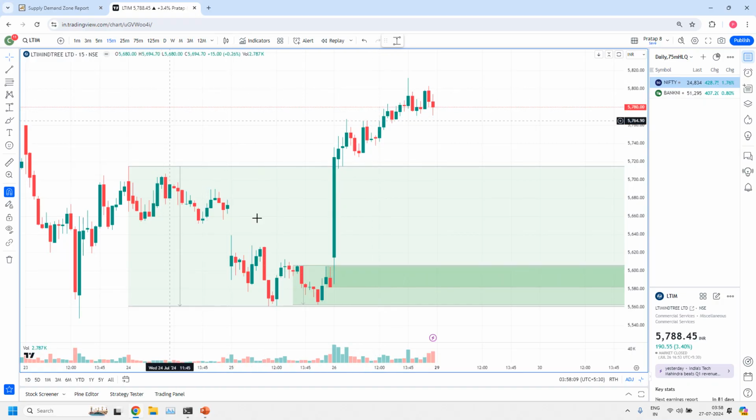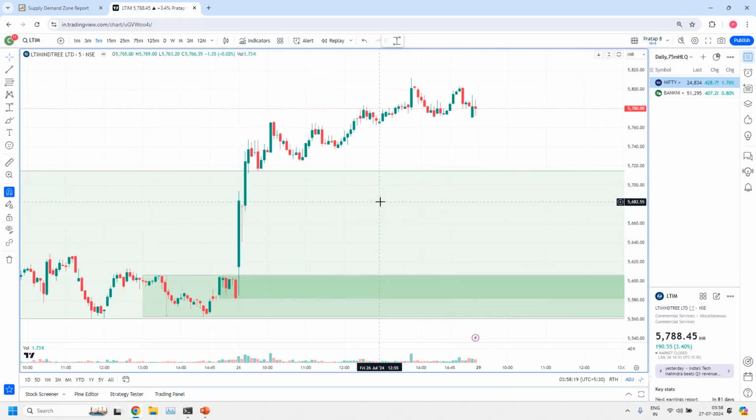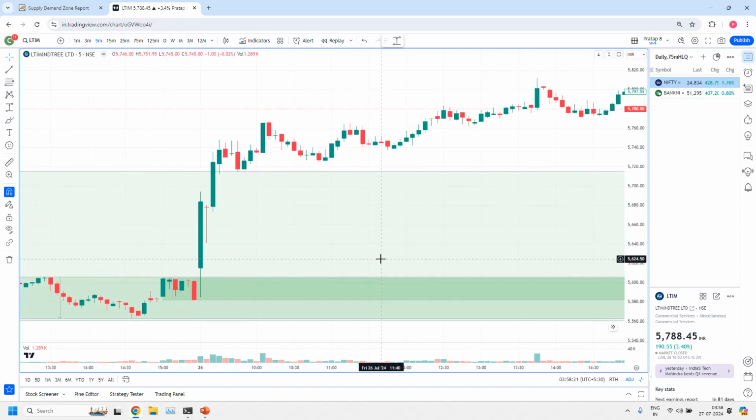But for the safe side, because in lesson 20 you already learned, if a 5-minute zone is also there, the chances are very high. So let us look into the 5-minute chart to see if there is any 5-minute zone. Yeah, here we have a 5-minute zone.